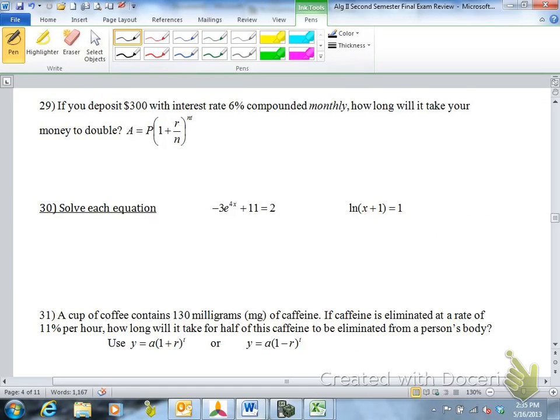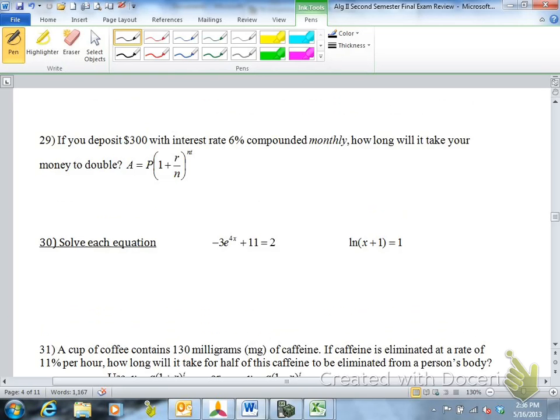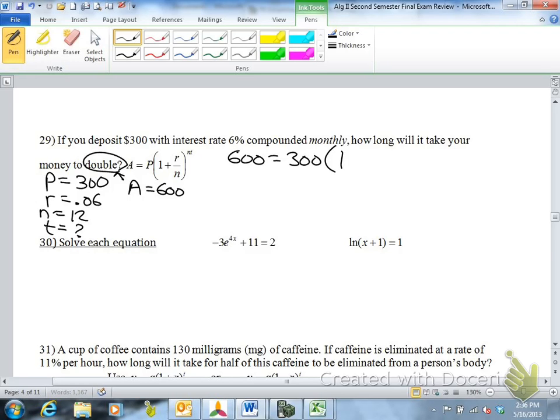On the next one, I would give you this formula. It's on the first page of the final exam. So you have P is your principal, that's $300. R is your interest rate, which is 6%. N is monthly. T is what you're solving for. And A, you want your money to double, so that would be 600. You plug the numbers in, you have 600 equals 300 times 1 plus 0.06 divided by 12, to the 12t. And see if you could solve that for t.